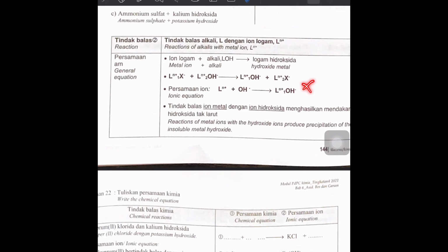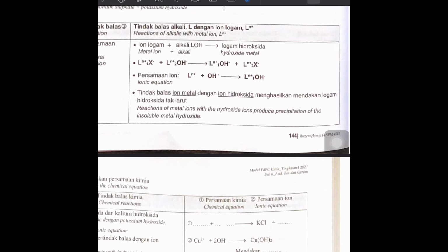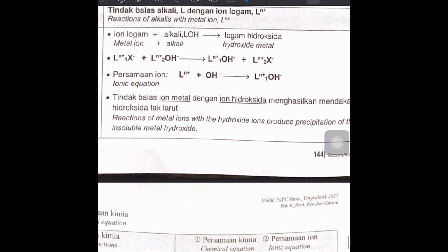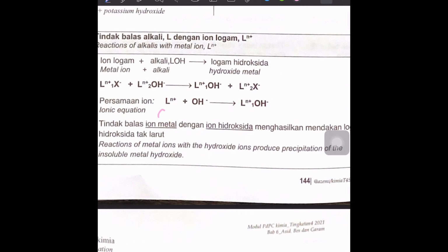So, jangan tengok yang ini. Okay, mari kita pergi tengok this one. The ionic equation over here. The explanation, okay? Reaction of metal ion with the hydroxide ion will produce precipitation, mendakan insoluble metal hydroxide. Okay, look at this one. This is from the metal. Okay, I give you example. Contohnya adalah Cu lah, Cu2+.